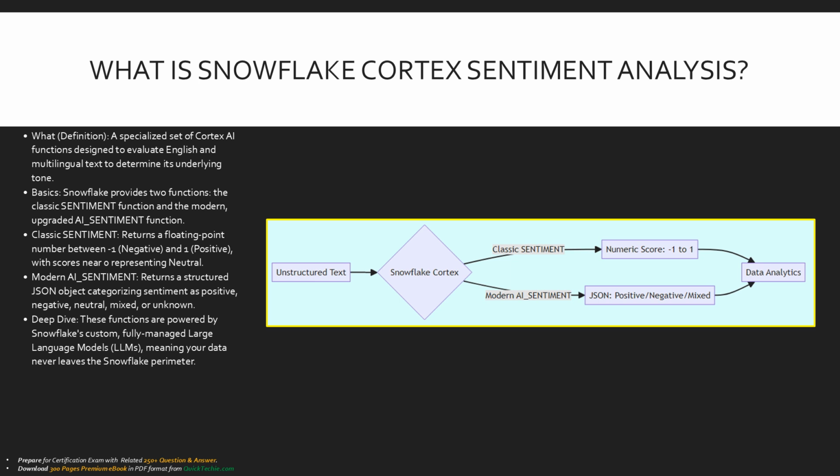Snowflake actually gives us two ways to do this. First, there is the classic sentiment function. This is a simple, effective tool that takes a string of English text and returns a numeric score from -1 to +1. However, the recommended, modern approach is the AI sentiment function. This upgraded version doesn't just return a number, it returns a rich, structured JSON object that categorizes the tone into specific buckets like positive, negative, mixed, or neutral.